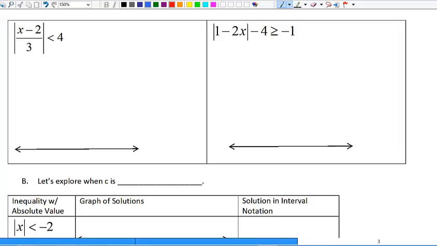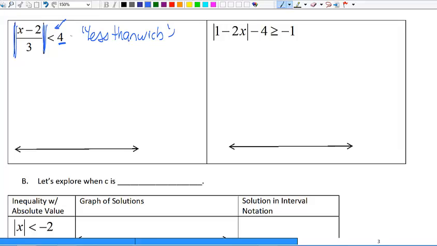For our next example, we have the absolute value of x minus 2 over 3 is less than 4. So are the bars isolated? And yes, they certainly are. Even though there's a fraction in there, it's okay, the bars are still isolated. Then I look at this and determine, is this a less than which or a greater? So this is a less than which.